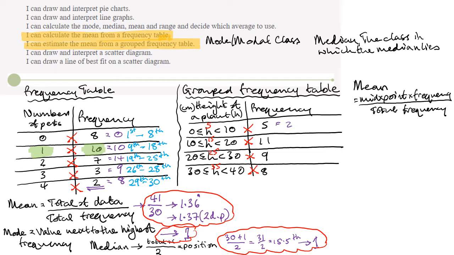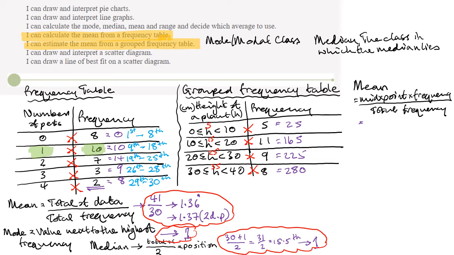5 times 5 is 25. 15 times 11, let's write that out. 15 times 11, 165. 25 times 9, 225. And 35 times 8, which is 280. Okay, so the total of my data is 25 plus 165 plus 225 plus 280, which is 695.